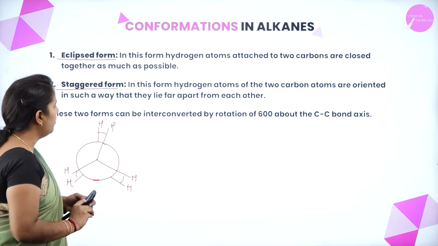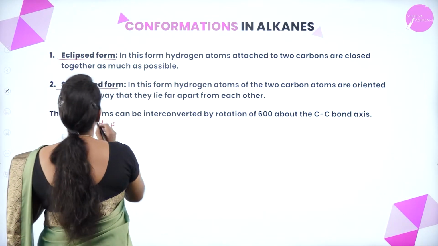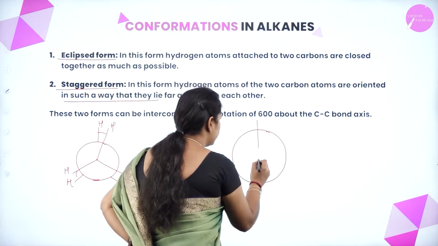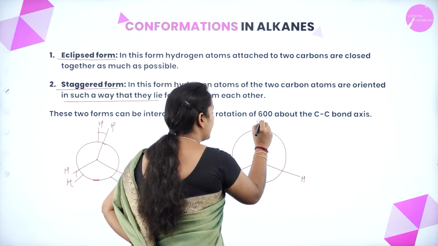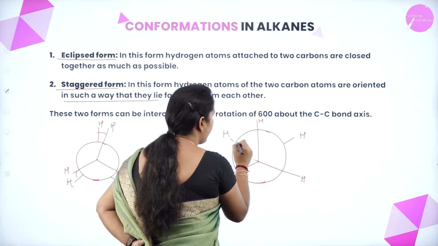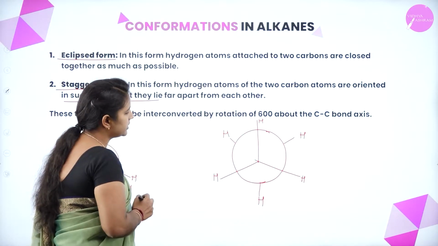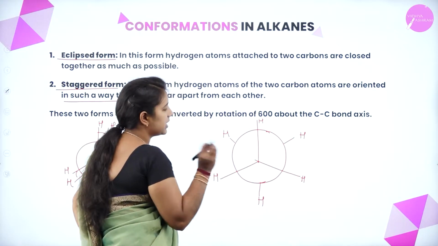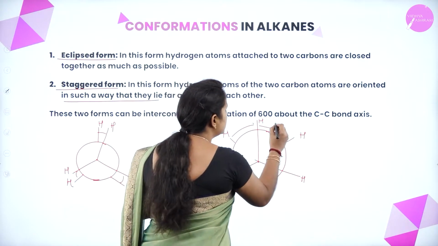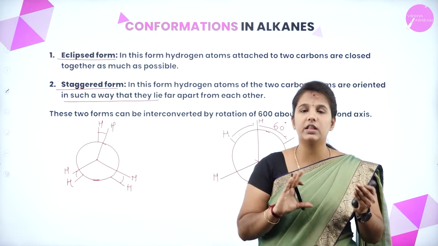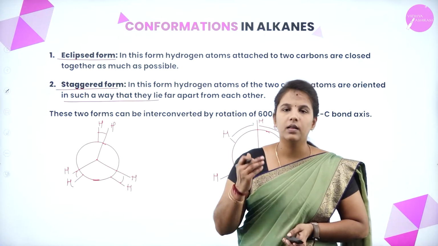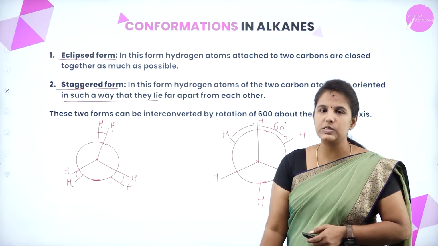Such structures are known as eclipsed structure or eclipsed form. Coming to the staggered form, in this form, the hydrogen atoms of 2 carbon atoms are oriented in such a way that they lie far away from each other. So I can write the staggered conformation also. This is my 1 carbon atom which has 3 hydrogen atoms and one more carbon atom present behind this. In this structure you can see that the hydrogen atoms are far away from each other, and usually a 60 degree bond angle is present between them, whereas in the eclipsed form, since the hydrogen atoms are very close to each other, we cannot measure the angle.